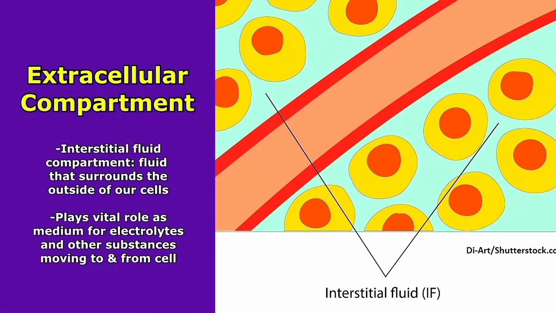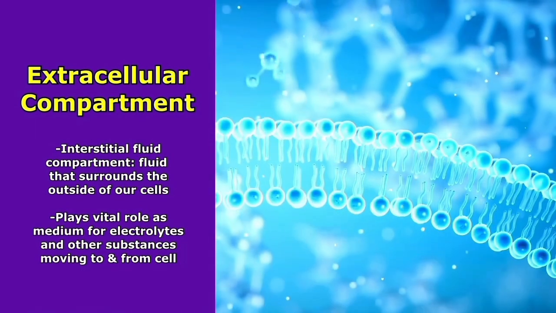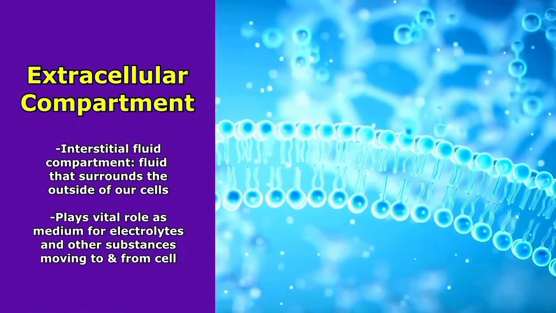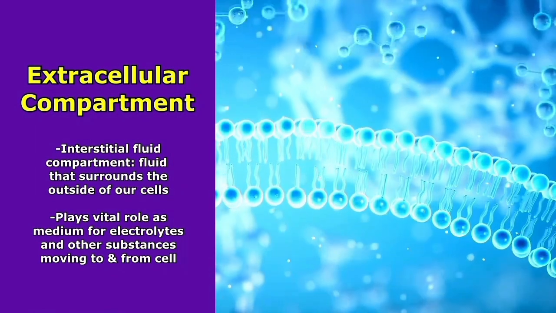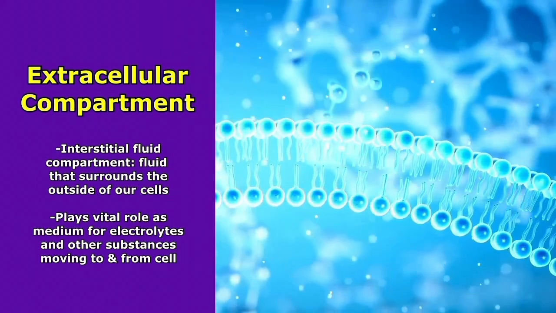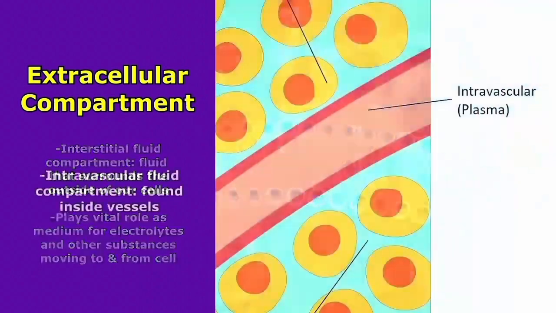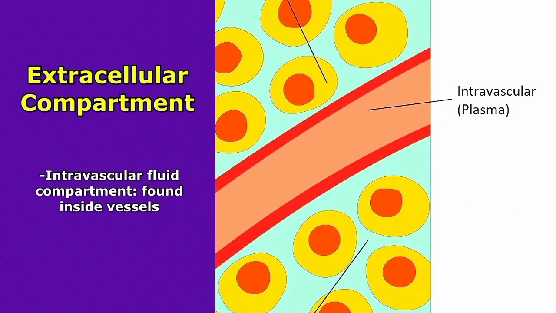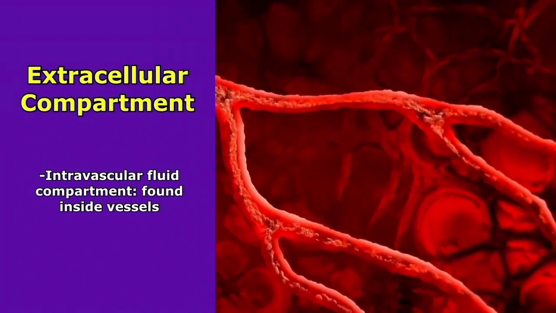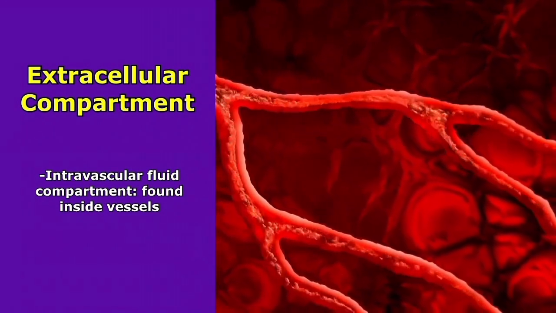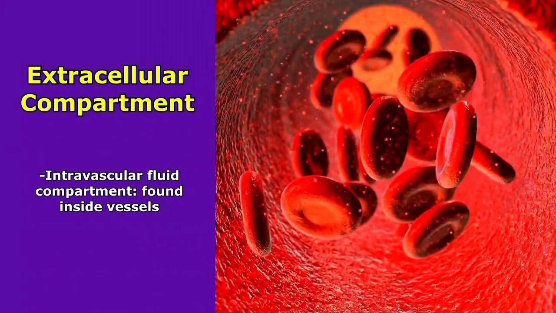And this fluid plays a very vital role in helping be a medium for electrolytes and other substances to move to and from the cell to the plasma with the assistance of the capillaries. And the intravascular fluid compartment, which again is known as the plasma, is the fluid found inside the blood vessels, which contain so many important substances like electrolytes, blood cells, and so forth.